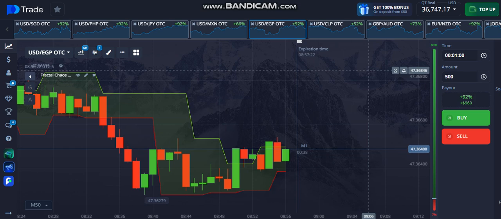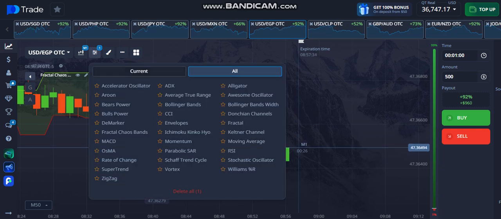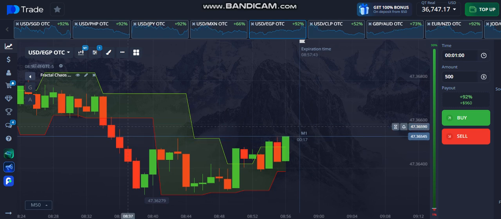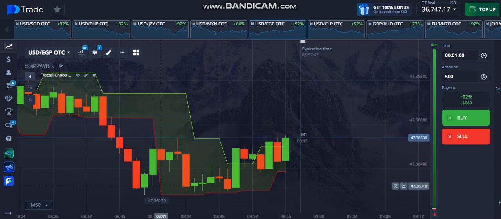So today I'm on the Pocket Option platform and I'm going to be trading OTC currency pairs utilizing one indicator. If we go into our indicator button here, the indicator I'll be using is the Fractal Chaos Bands indicator. When we click on this indicator, you'll see a green upper band and a red lower band.